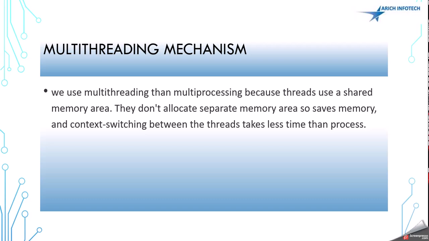We use multi-threading rather than multi-processing because threads use a shared memory area. They don't allocate a separate memory area, so it saves memory, and context switching between threads takes less time than between processes. It is faster than a process because it does not require separate space in memory.